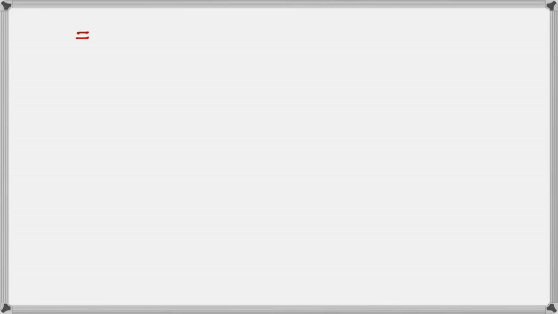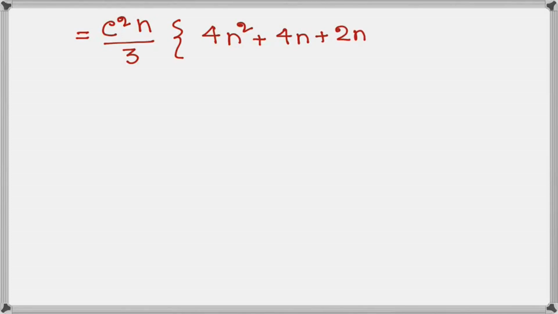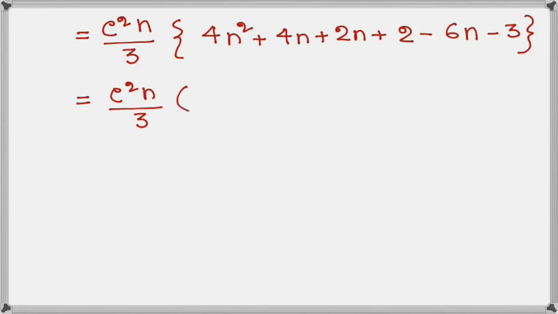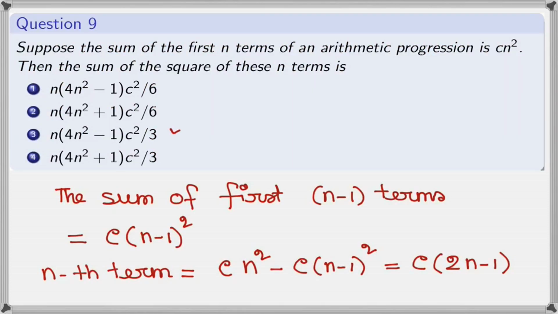Simplifying that, we get c²n divided by 3 into 4n² plus 4n plus 2n plus 2 minus 6n minus 3, that is c²n divided by 3 into 4n² minus 1. So, now we know what is the sum of the squares of the first 10 terms of this arithmetic progression. The third option we can see is correct here.